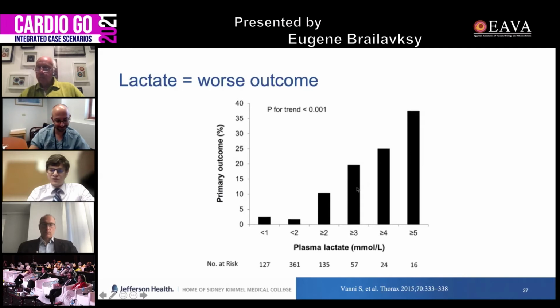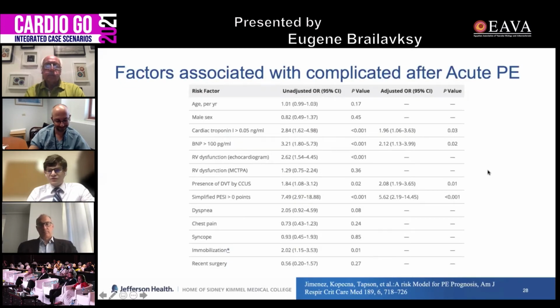Again, there's a stepwise progression: patients with a higher lactate are at ever increased risk of mortality after acute PE. So again, this cut point of 2 seems to work well, but you can see that there is a nice stepwise progression. Other factors, you can put them all together and look at cardiac biomarkers, BNP, RV dysfunction, presence of lower extremity DVTs and PESI score, and find that all of them are independent predictors of mortality.